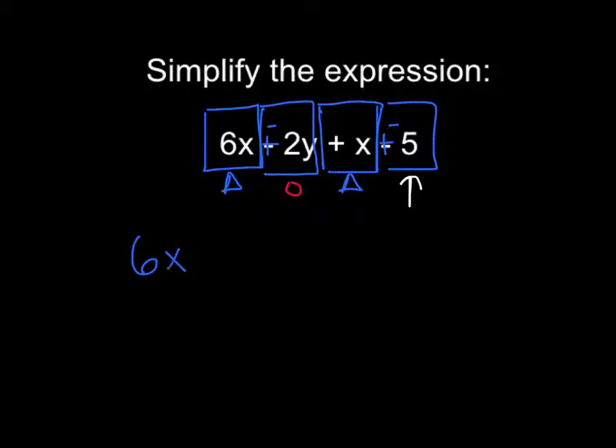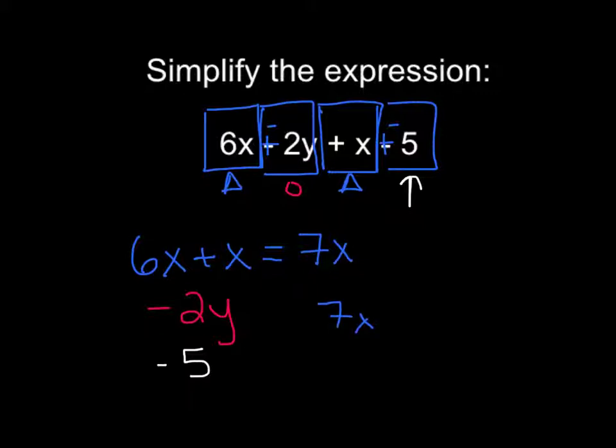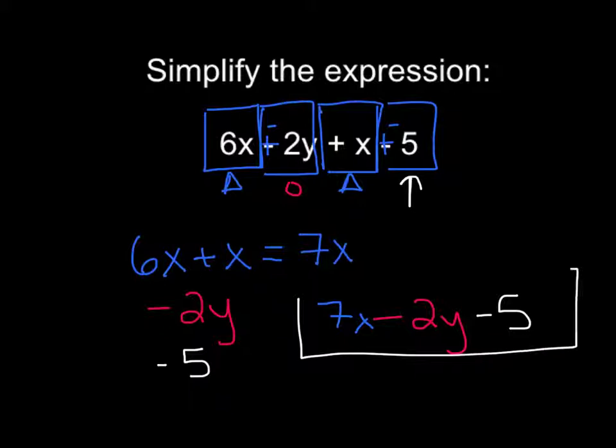Let's rewrite this. 6x plus x is going to be 7x. I still have a negative 2y. And I have a constant of negative 5. So this can all be rewritten as 7x minus 2y minus 5. Final answer. This is equivalent to this. Hope this helps.